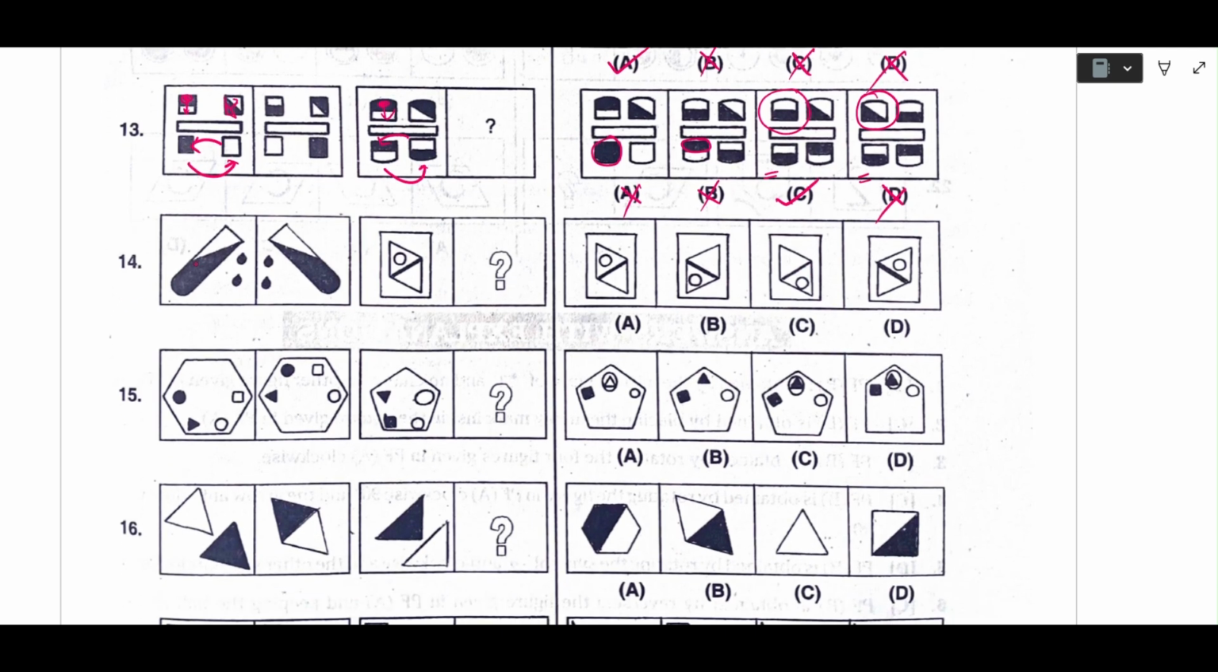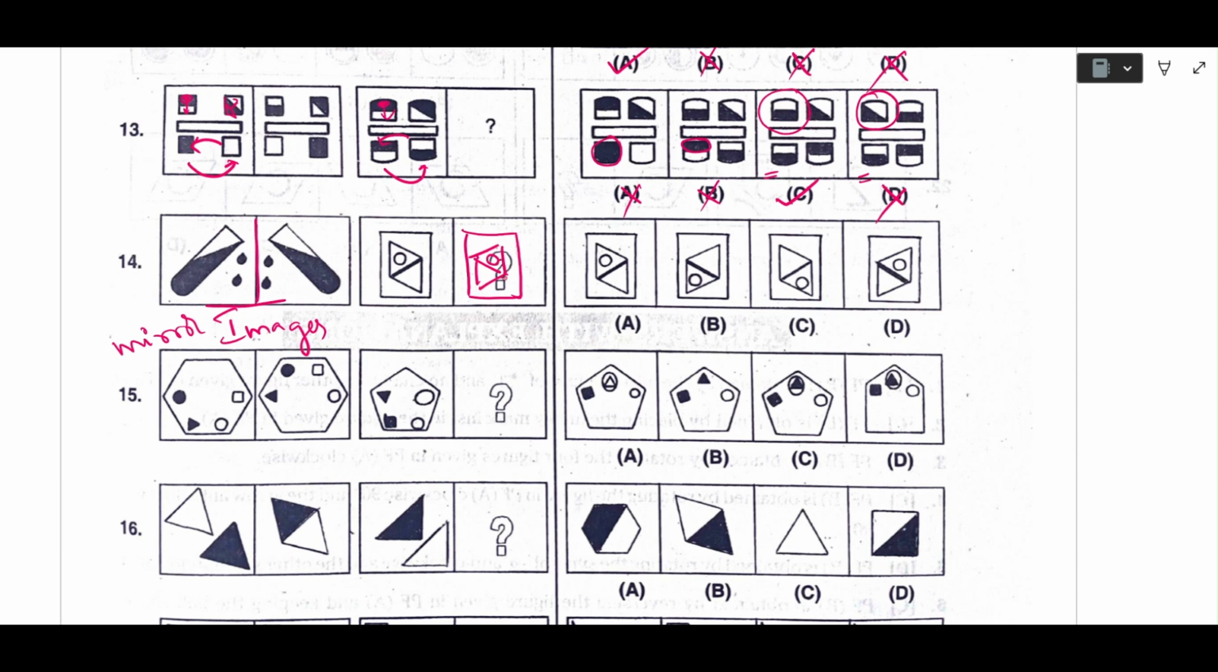And problem number 14. Here we could easily say these two figures are mirror images, right? So we have to form a mirror image for this. So let's draw the mirror image for this. We have to draw it by thinking how it would look if we place it in a mirror. So here we will be having a circle here. So we have to find the correct match for this.